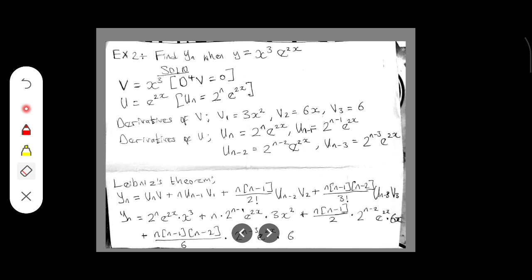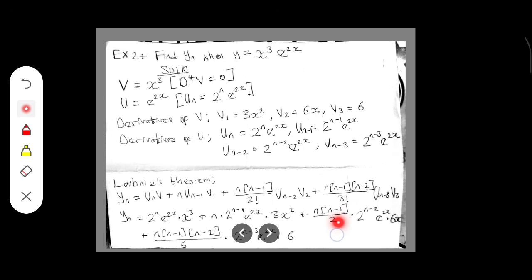So now, substituting the values, I have y subscript n equal to u subscript n, which is 2 raised to power n multiplied by exponential 2s, multiplied by v, which is s raised to power 3, plus I have n here as a coefficient, so just return that n multiplied by u subscript n minus 1, which is 2 raised to power n minus 1 multiplied by exponential 2s, times v subscript 1. v subscript 1 is equal to 3s squared. Now plus this coefficient here, n multiplied by n minus 1 over 2 factorial.